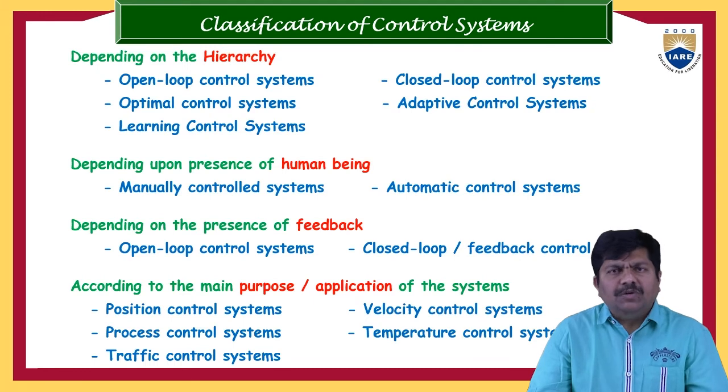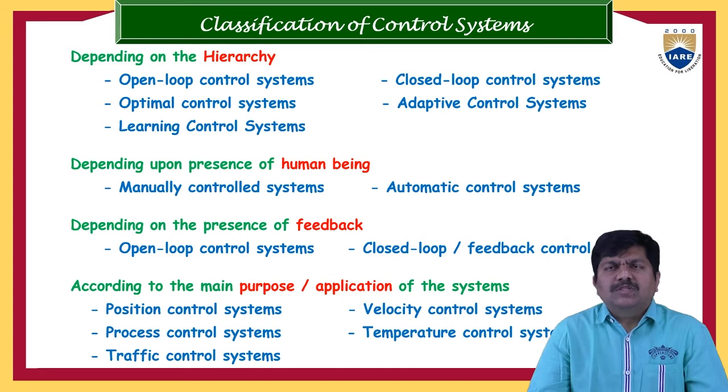In addition to this major classification, we have a few more classifications based on the parameters. In the first case, based on the hierarchy, there are open loop control systems and closed loop control systems. In addition to them, there are optimal control systems, adaptive control systems, and learning control systems. These are based on the hierarchy.